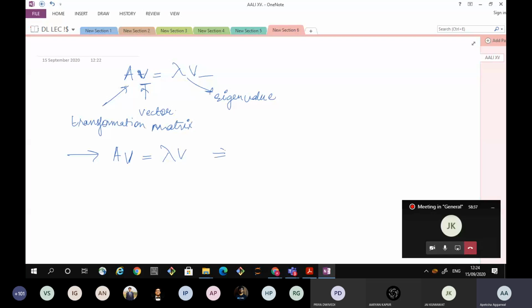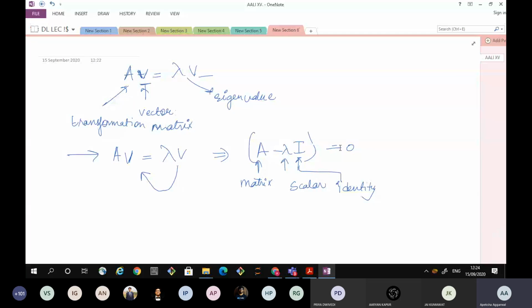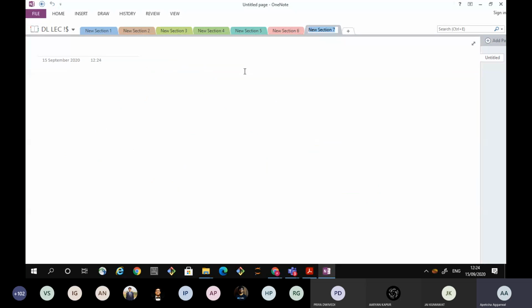So I can write this as A minus lambda I, where I is an identity matrix, lambda is a scalar, and A is a matrix, equals 0, if I am taking the right term over to the left. So we have seen that. Okay? So from this equation we always calculate our eigenvalues and eigenvectors. So let's take an example.